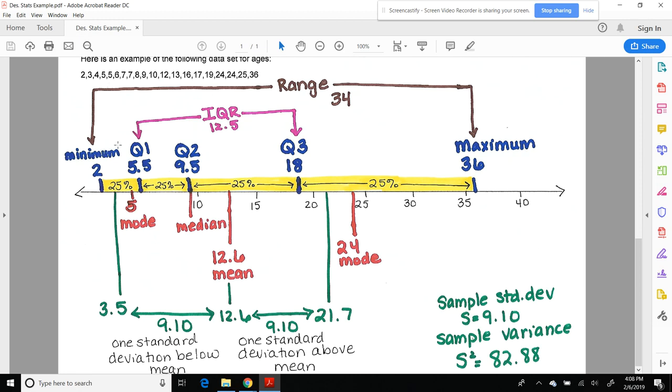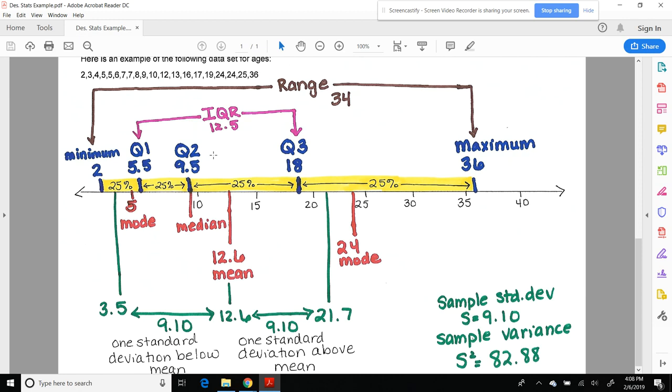So now that I have these five numbers, all in blue: minimum, Q1, Q2, Q3, and maximum, that's my five number summary, and that's the information I can make a box plot with. I'm not going to make a box plot in this video, but there are other videos that show you how to do it.